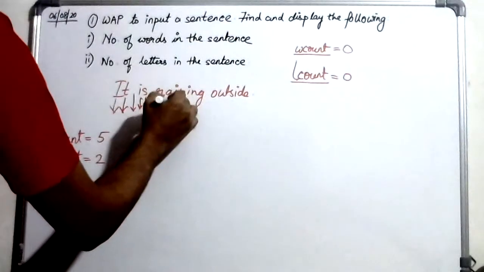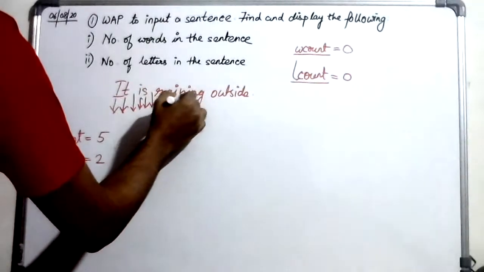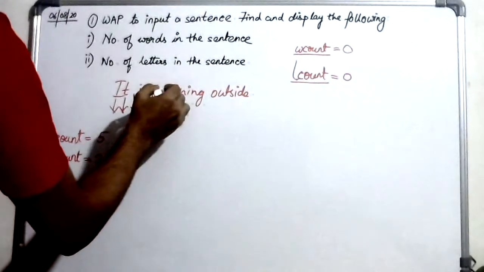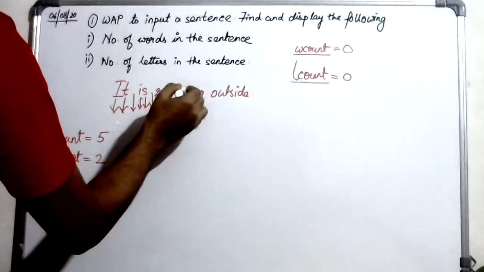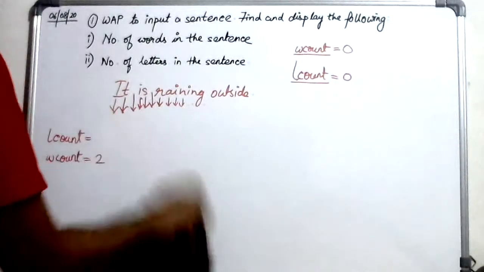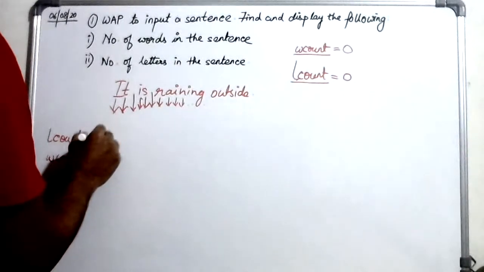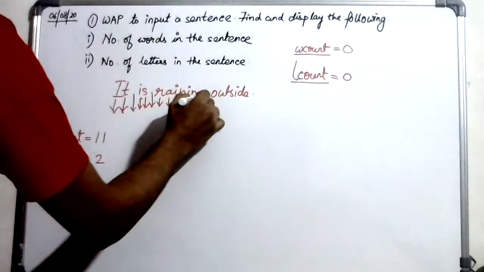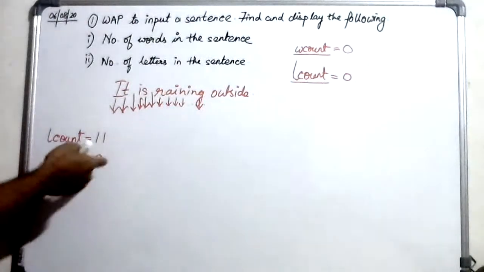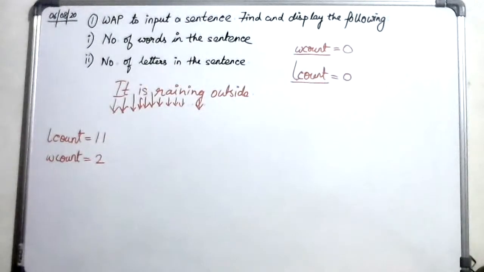Similarly, we keep on extracting, and so finally we have 5, 6, 7, 8, 9, 10, 11. When we have reached the letter G, L count is now 11. We have counted 11 letters already in the sentence. W count remains 2 because we have not found a complete word yet.